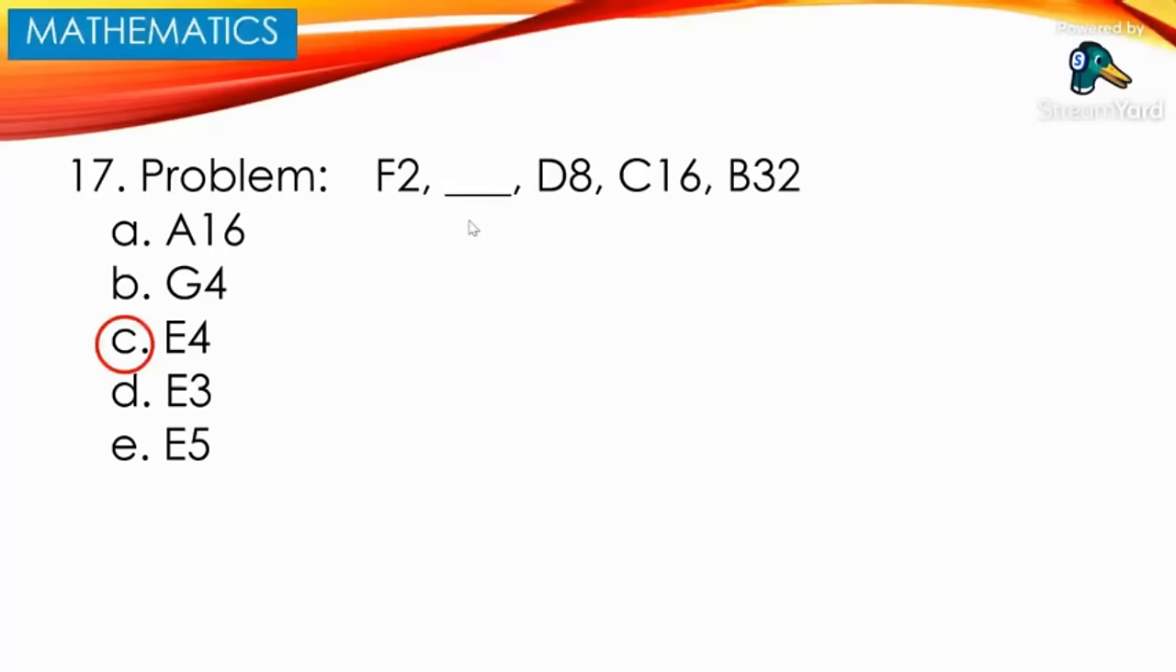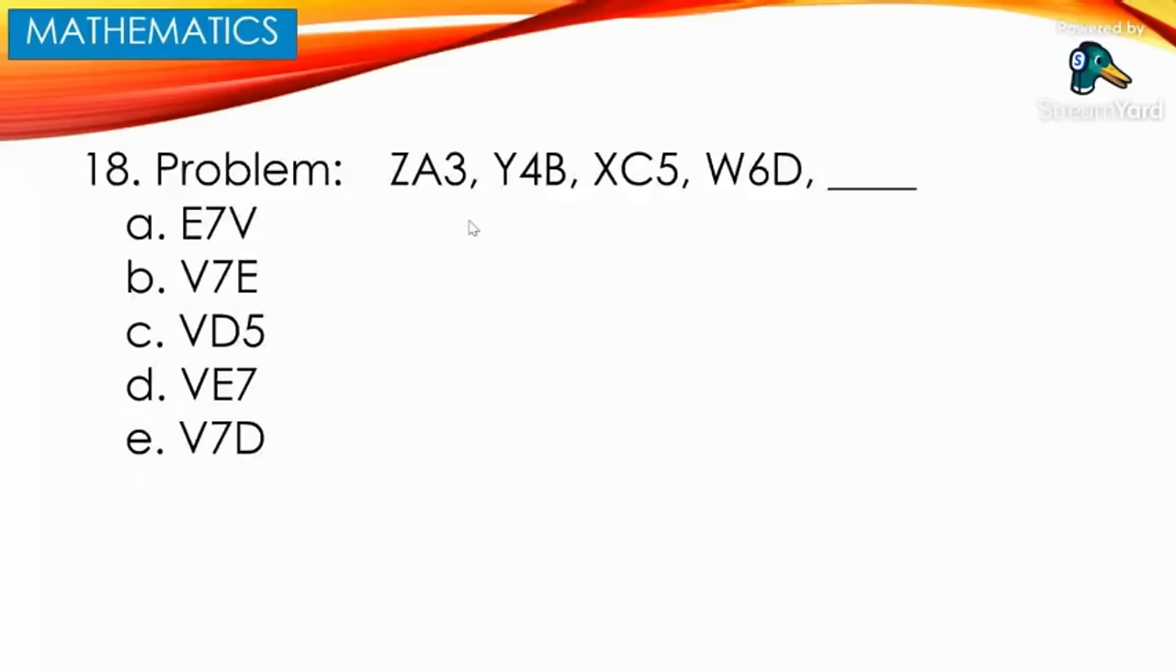Okay, so let's have number 18. So number 18, we have ZA3, Y4B, XC5, WC6D. Okay, so comment down 18 and then your answer.